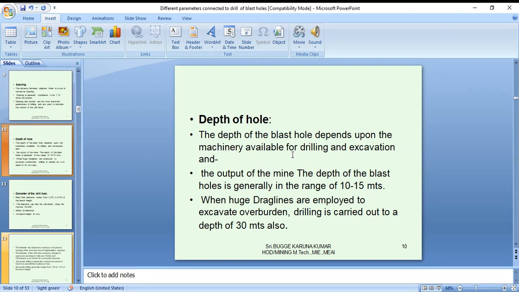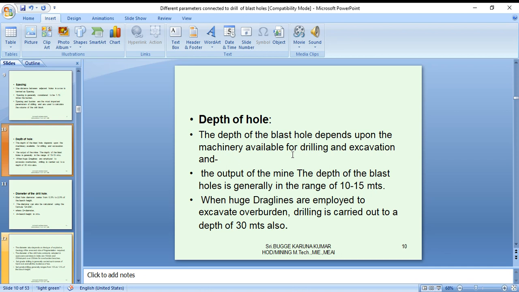Then depth of the hole. In the depth of the blast hole, depending upon the machinery available for drilling and excavation and the output of the mine, the depth of the blast hole is generally in the range of 10 to 15 meters. When huge draglines are employed for excavating burden, drilling is carried out to a depth of 30 meters also.